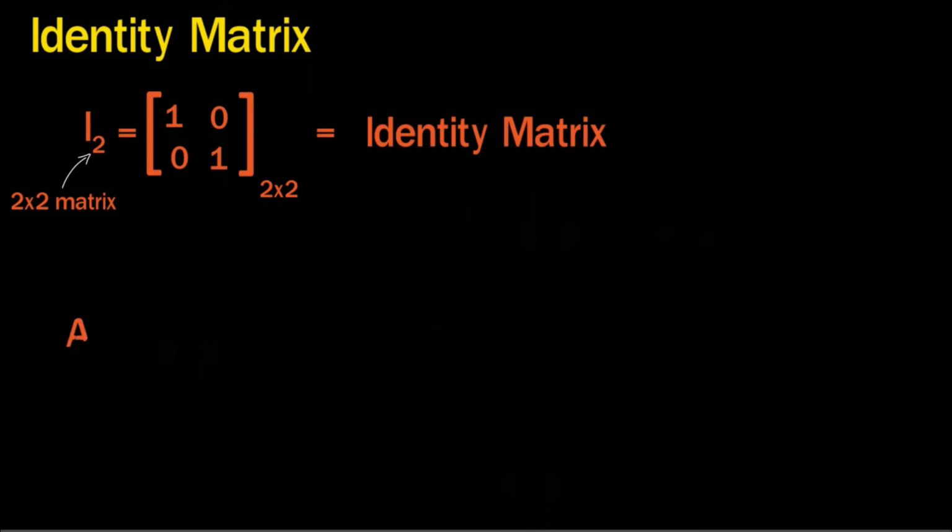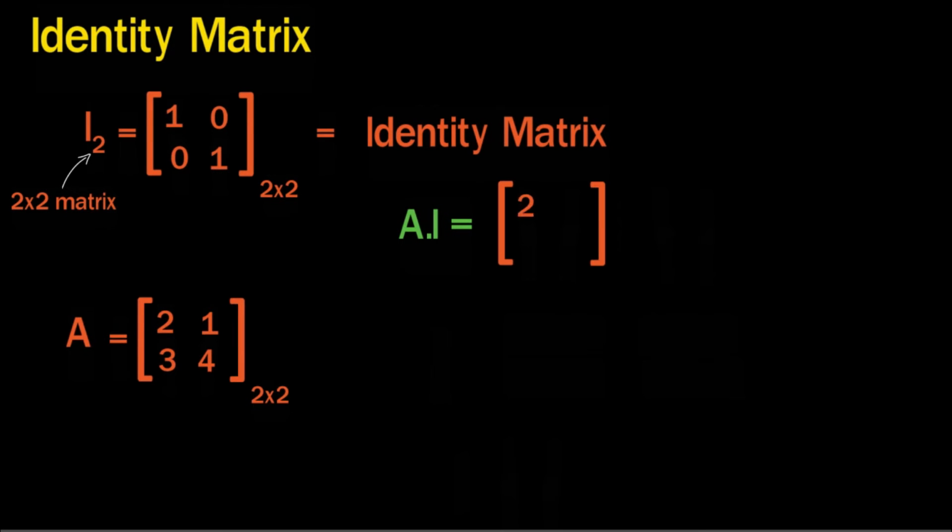For example, let's say we have A, which is, for instance, 2, 1, 3, 4. It's a 2 by 2 matrix. So now let's say if we do a matrix multiplication, A multiplied with the identity matrix, we should expect to get back the same outcome, 2, 1, 3, 4. So let's see if it is true. So 1, 0, 0, 1. So we perform a matrix multiplication.